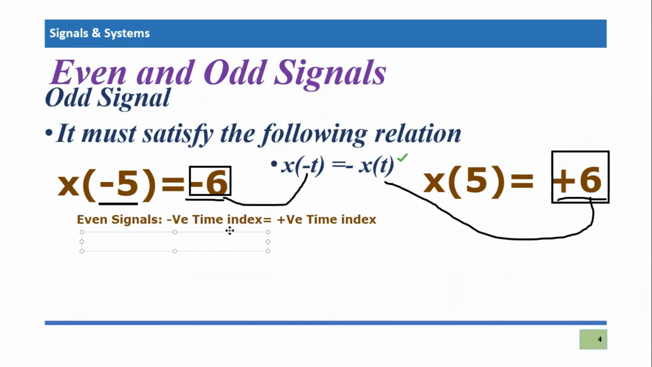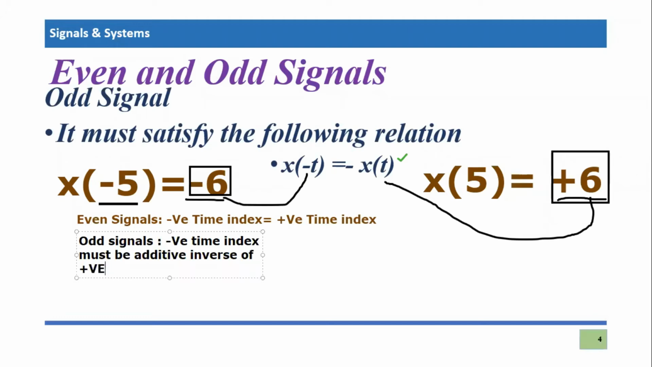But what is something different in odd signals? For odd signals, negative time index must be additive inverse of positive time index. That is something very much important.